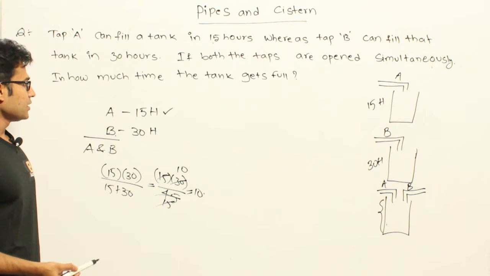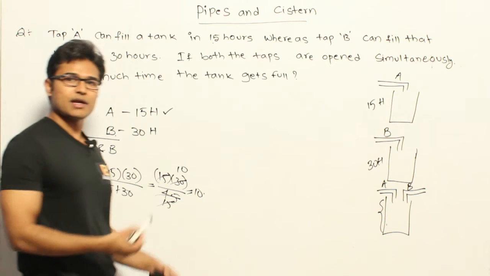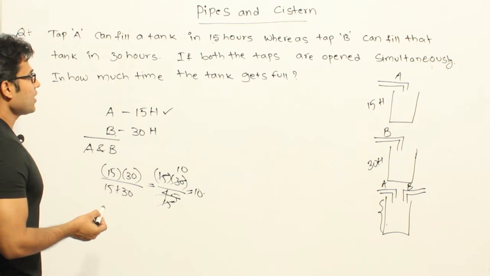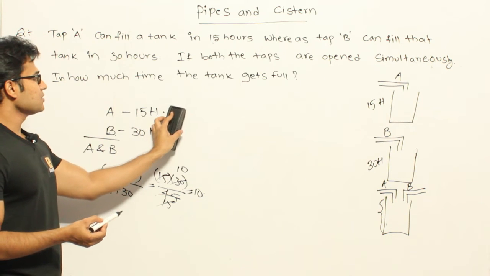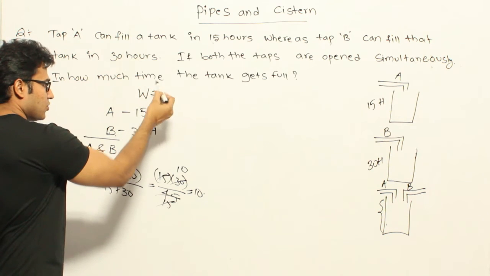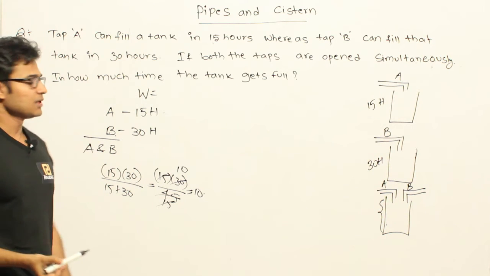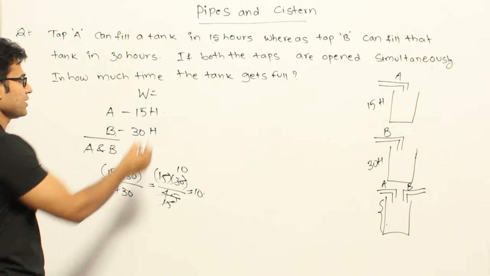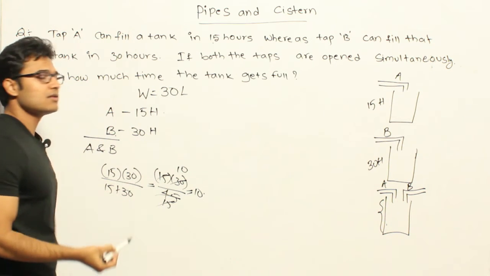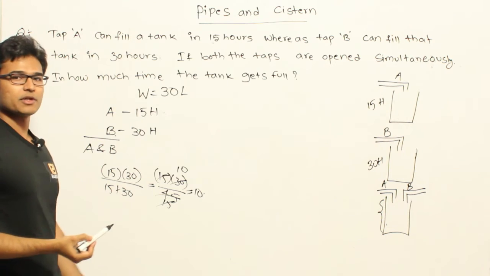That way you can do it. Or the other way of doing it is, you can find out the rates and then add the rates, exactly the same way we did there. So in order to find out the rate at which each tap is filling the tank, you have to assume that the total capacity of the tank is some units. So let's take a multiple of these two. Let us assume that the total capacity of the tank is 30 liters. Here I have taken the LCM. You could take any number for that matter.